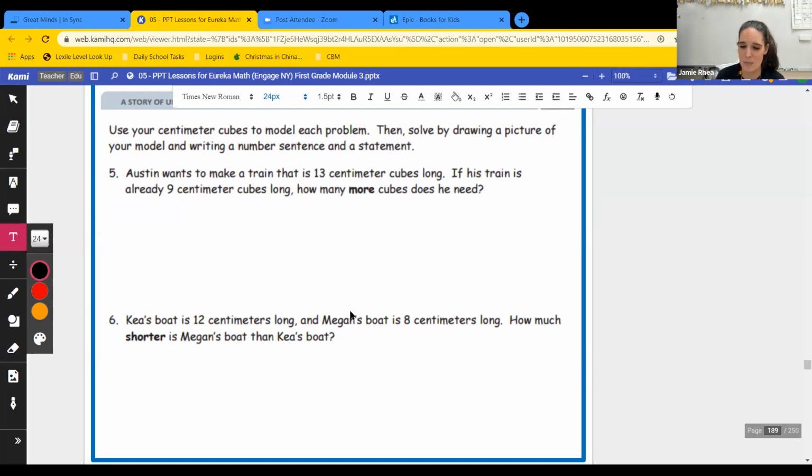Okay, same thing with number 6. Kay's boat is 12 centimeters long and Megan's boat is 8 centimeters long. How much shorter is Megan's boat than Kay's boat? Draw it out. Write a number sentence. Tell me in a sentence, what's the answer? How much shorter is Megan's boat than Kay's boat?